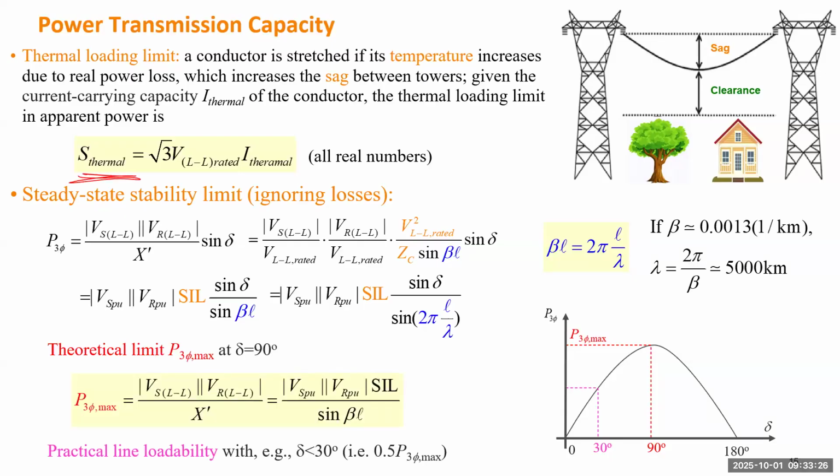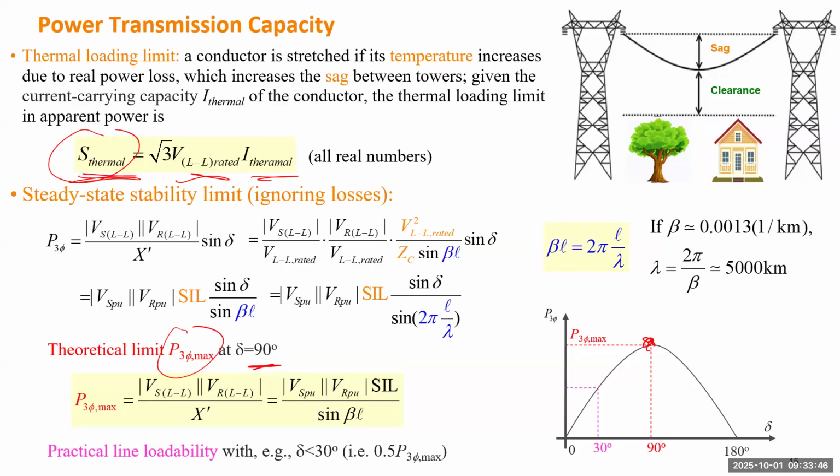So the thermal limit is defined to be just the apparent power when the current is at the limit, the thermal limit, multiplied by the line-to-line rated voltage. So this is the thermal limit. And the theoretical limit is when the angle takes 90 degrees, which is here.